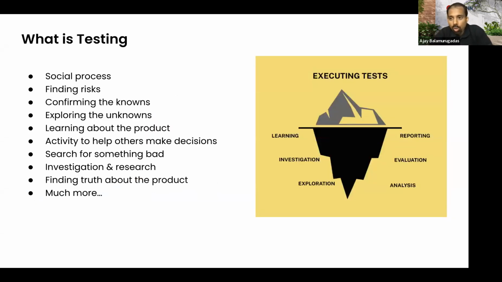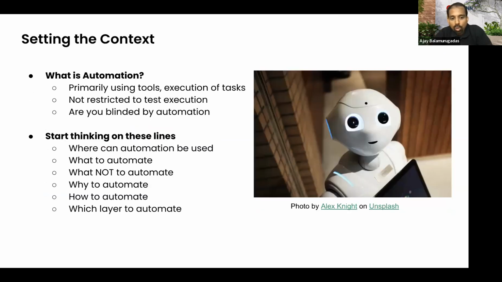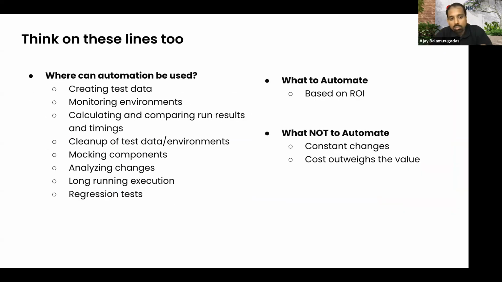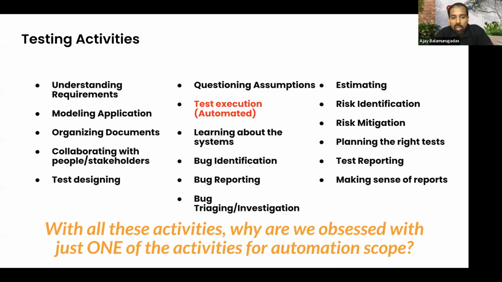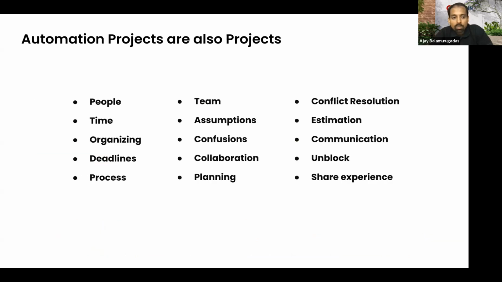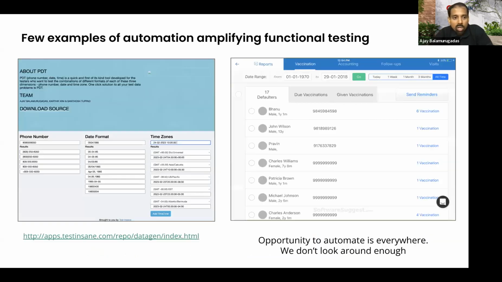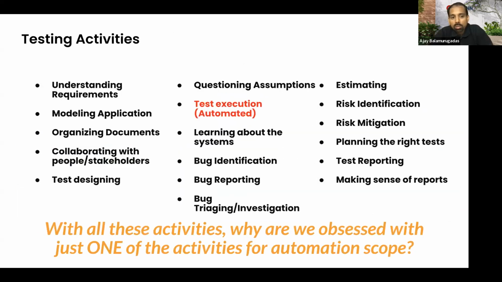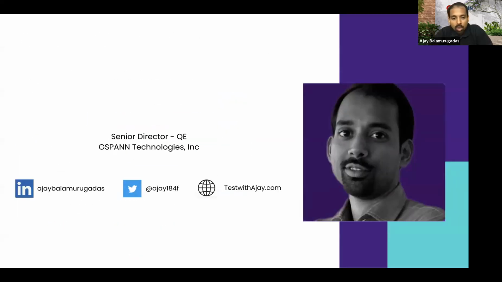We'll touch upon what is testing first, what is automation, and then the 5W1H around automation, and then finally some light around testing activities, and then why automation projects are also projects. And then this is the surprise element, right? A few examples which actually go on for more than 1 or 2 slides.